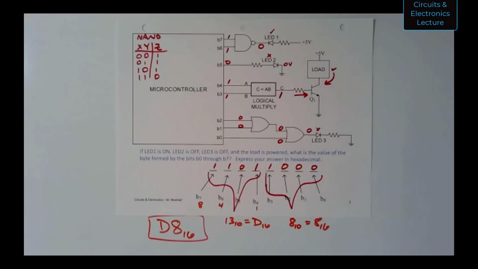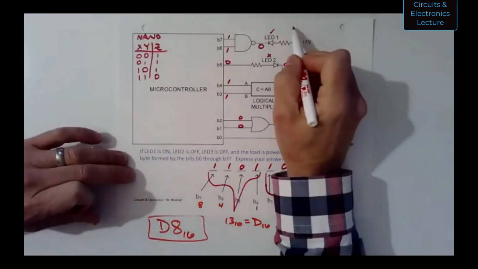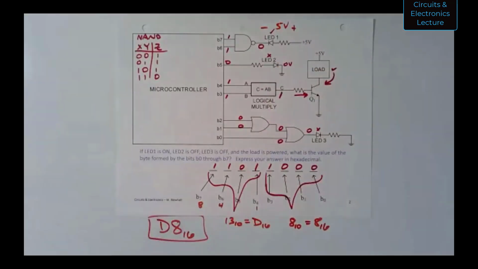Okay, any questions on that type of problem? I just have a question on LED 1. Why does it need a 0 to turn on? Yeah. Because I need, oh, it's the other direction. Yeah, I need 5 volts there for that to turn on. Got it. That makes more sense.